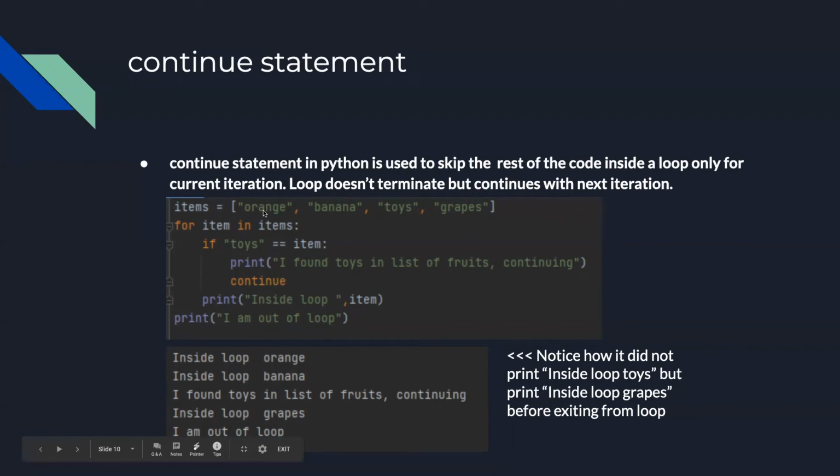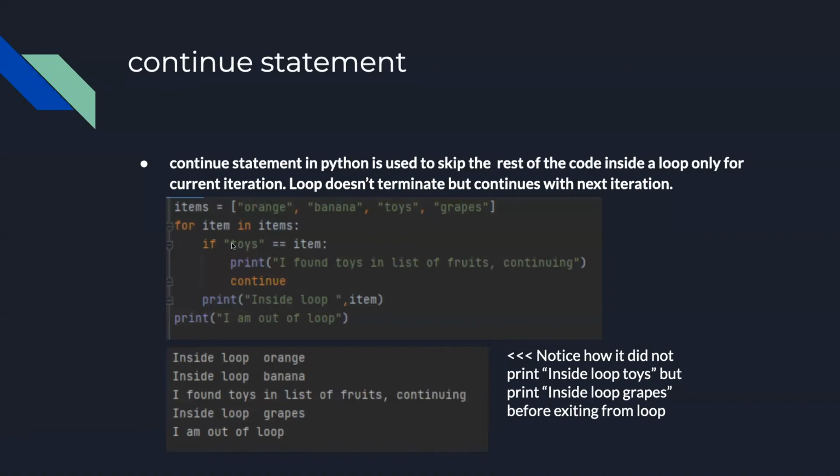So now we have this same list: orange, banana, toys, grapes. So first iteration, item is equal to orange. So this evaluates to false. We don't print anything there. So we come down to here, inside loop, orange. Then second iteration, item is banana. So if toys is equal to item, it's not, because this is basically checking toys equals banana. That evaluates to false. So we come down here, inside loop, banana. Third iteration, item is toys. If toys is equal to item, it is, because this is essentially toys equals toys.